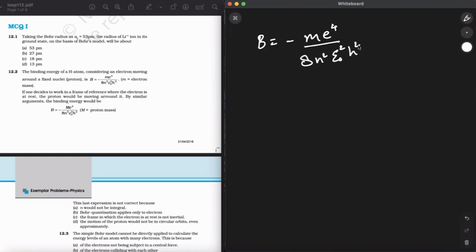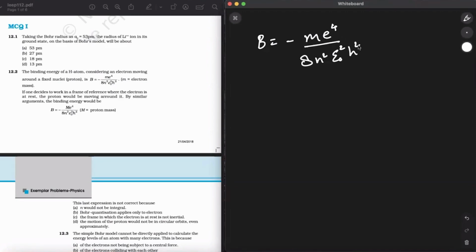Okay, see, we'll go one by one. The statement A that has been given to us says n would not be integral. This statement is incorrect, because n is integral. Statement B is Bohr quantization applies only to electrons. This statement is also incorrect, because Bohr's quantization is not only limited to electrons. That is a myth actually, that Bohr's quantization is secluded towards electrons, but it is not like that. It can be further explained.